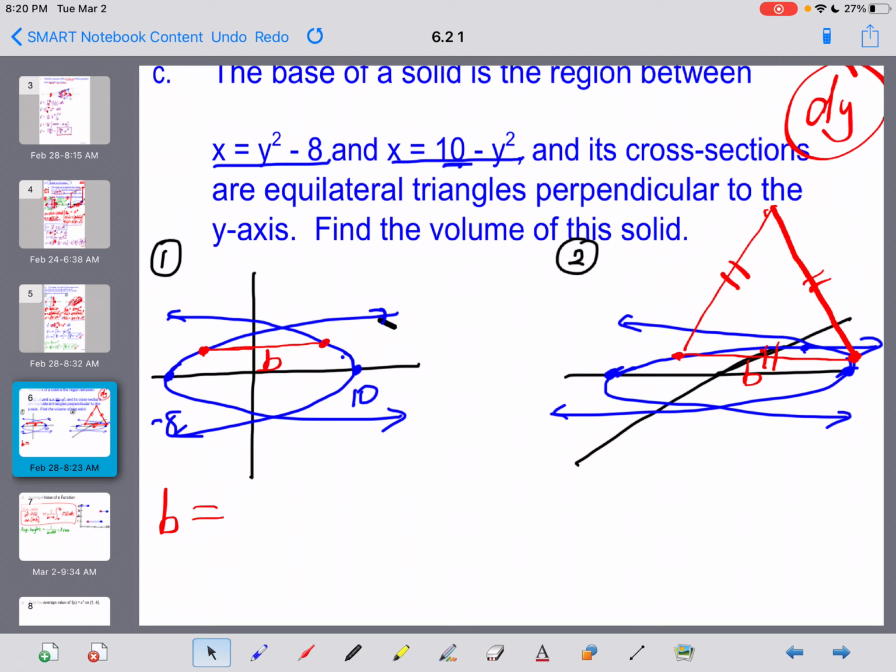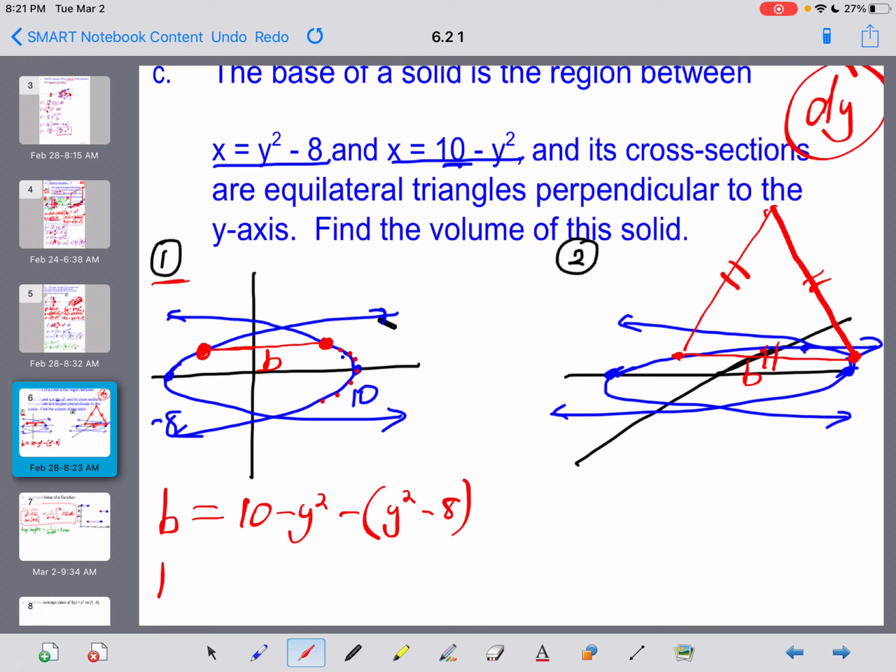So the question now is, what stops B on the right? And I'm looking right here in figure number 1. B is stopped on the right here by this parabola, everybody. The one that is going to be 10 minus y squared. So that's what stops it on the right, 10 minus y squared, minus what stops B on the left. That would be the other sideways parabola, which is y squared minus 8.